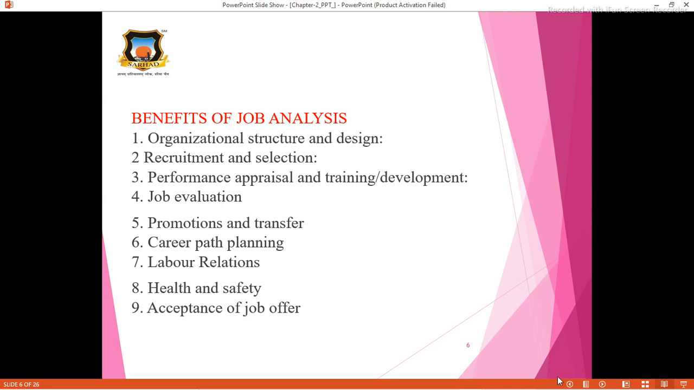And the last is the acceptance of a job offer. When a person is given an offer of appointment, later the duties to be performed by him are clearly mentioned in it. This information is collected from job analysis, which is why job analysis becomes important.